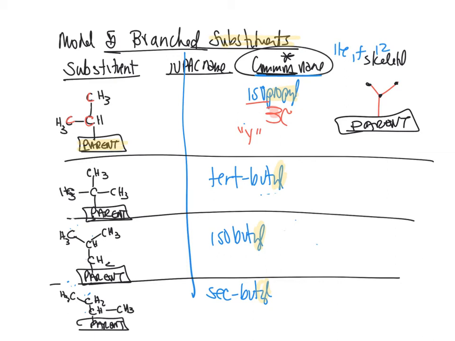Tert-butyl. Butyl means 4 carbons. Tert, I think of it as a cross. So you just have to get used to seeing this and recognizing it. Here's your parent, and you see a cross: 1, 2, 3, 4. Okay, isobutyl. Butyl is 4 carbons. Iso is a Y. So what does this look like?